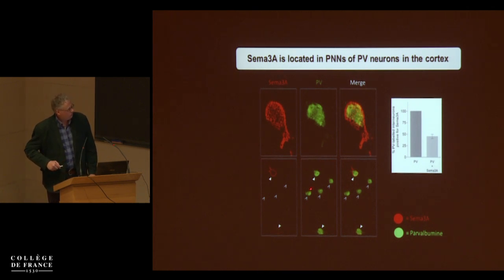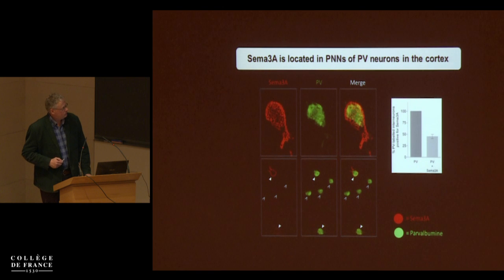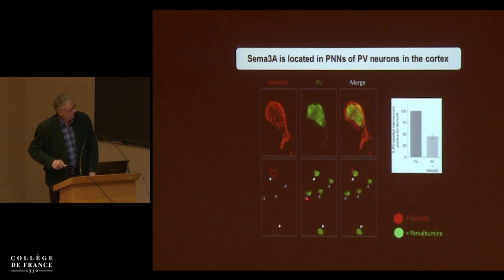It's not present in the perineuronal nets of all PV positive neurons. When we counted this, it's present in approximately 50% of PV positive neurons. So a subset of PV positive neurons has SEMA3A positive nets. Here there are 3 neurons that clearly don't have SEMA3A in their nets, and here there are 2 that have a SEMA3A positive net.